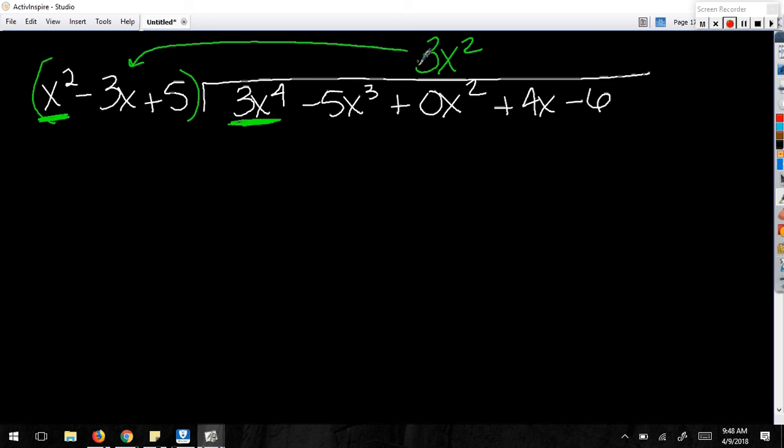Okay? So what is 3x squared times x squared? 3x to the 4th. Remember, we're multiplying coefficients and adding exponents. What is 3x squared times negative 3x? Negative 9x cubed. Keep them in the right columns. Remember, your cubes column, your squareds column. And now 3x squared times 5 is what? 15x squared.